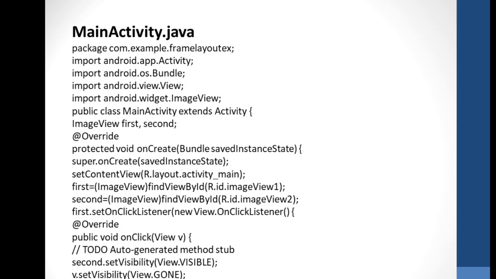Here I have created a package, and I have already created this package. Within this package I have written the code: package com.example.framelayoutexample. Import android.app.Activity, import android.os.Bundle, import android.view.View, import android.widget.ImageView. Here I have imported the Android packages.